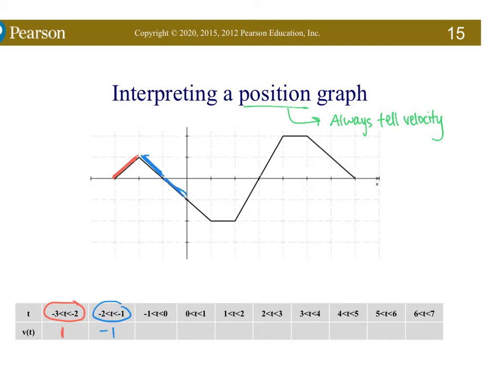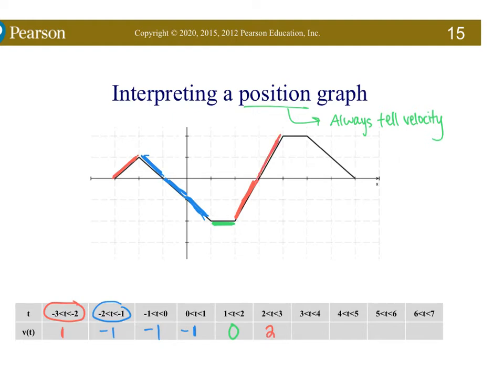So would the next interval also have a value of -1, and so would the interval from 0 to 1. The next interval from 1 to 2 has a different slope, so it has a different velocity value. And since the slope is 0, the velocity in that section is 0. Then we move to the section from 2 to 3. It has a different slope, and so the slope value is up 2 over 1, and so the velocity is 2.